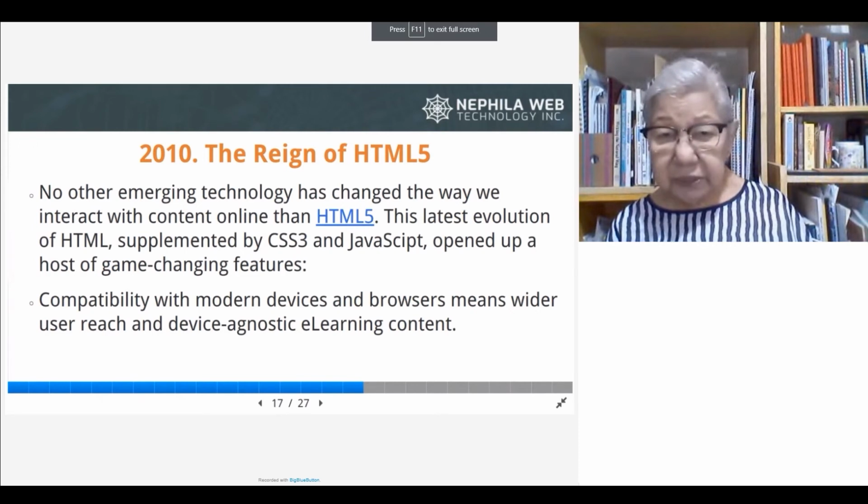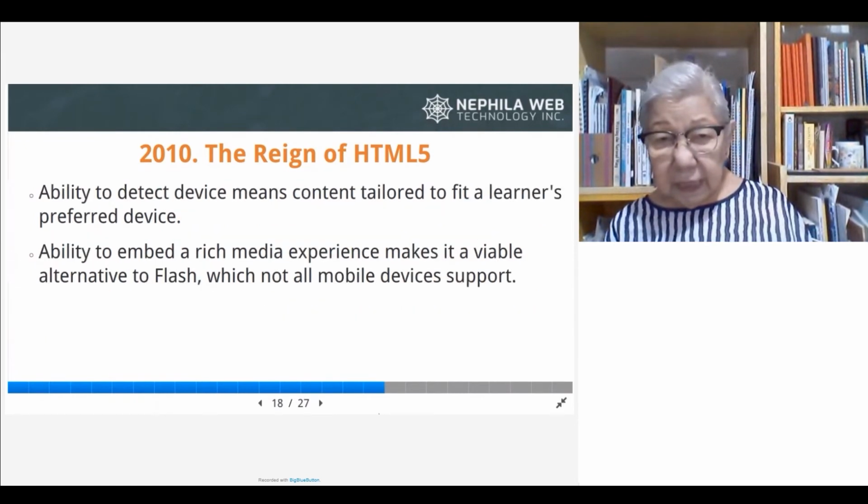Compatibility with modern devices and browsers means wider user reach and device agnostic e-learning content. Ability to detect device means content tailored to fit a learner's preferred device. Ability to embed a rich media experience makes it a viable alternative to Flash, which not all mobile devices support.